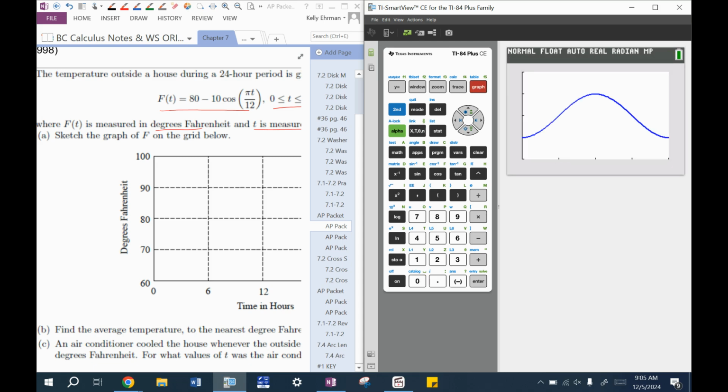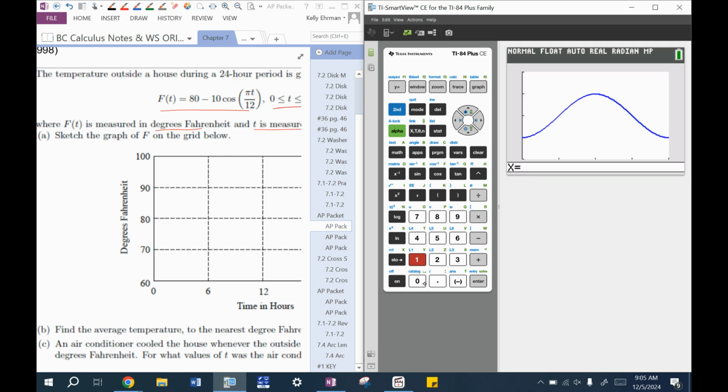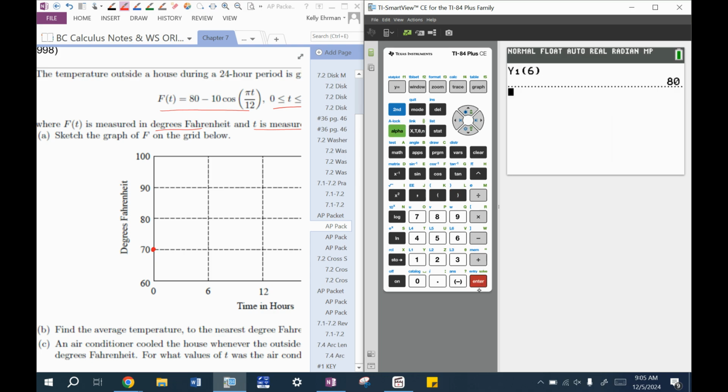So that's nice. And then you can either use the table or you could use value to say, okay, so what is y of 0? I can guess that it's 70, but just to be sure, 70. Great. Or on your home screen, you could also be doing what is y1 of 6? 80. What is y1 of 12? 90.